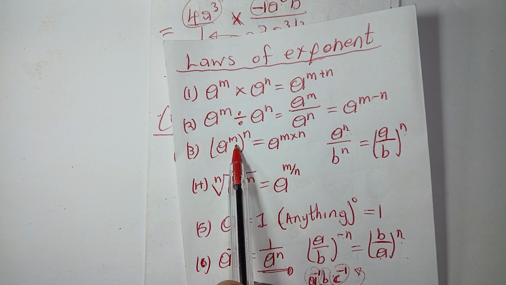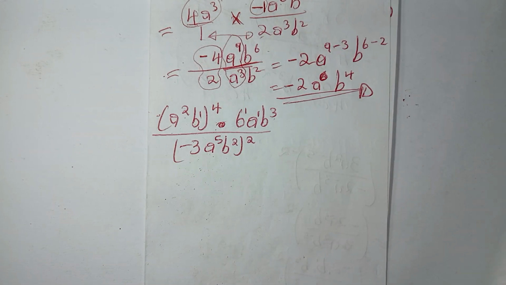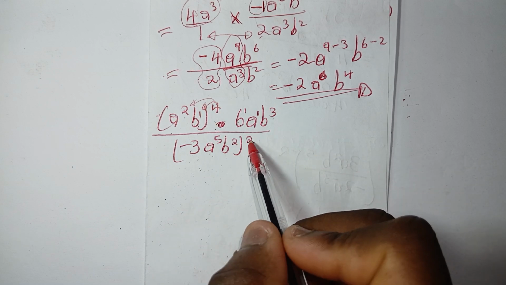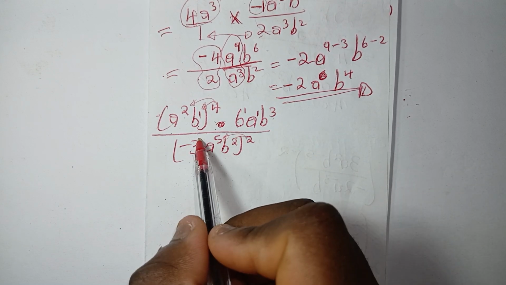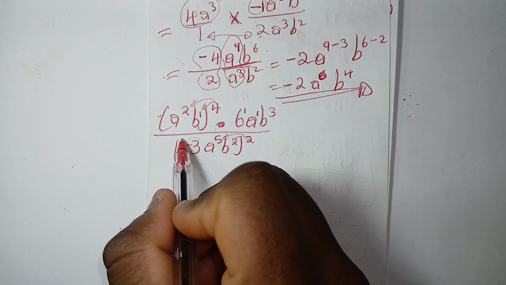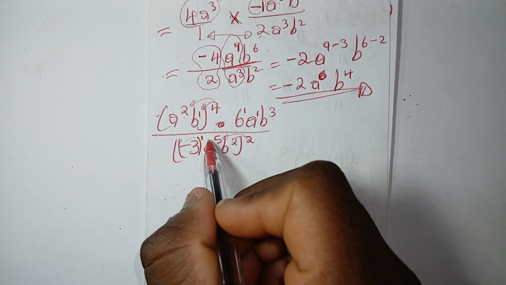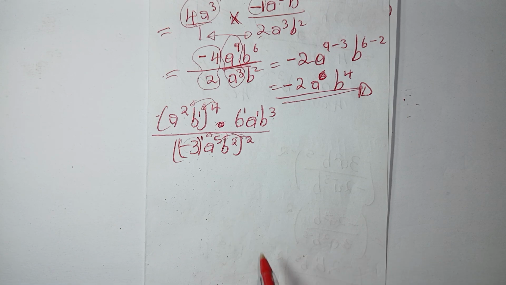The exponent outside will multiply the exponent inside the brackets. So this will multiply inside there, do you see? And this will multiply inside there. You should know that if it is negative, you should put it inside the brackets, so that here you will have 1 there. It will also multiply there.